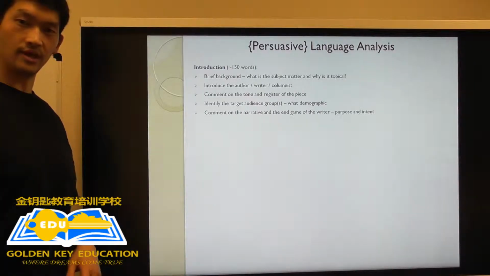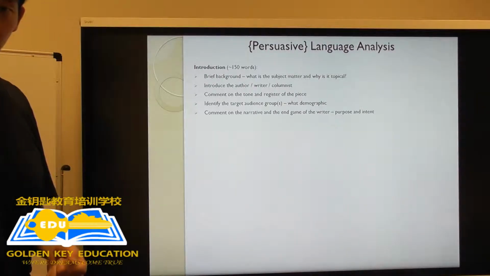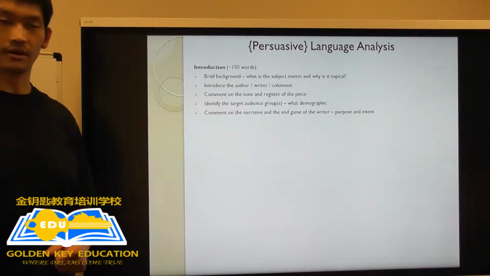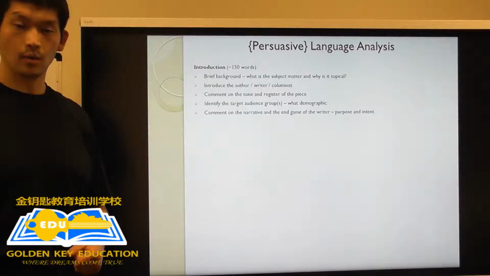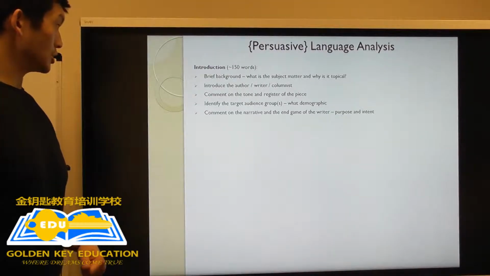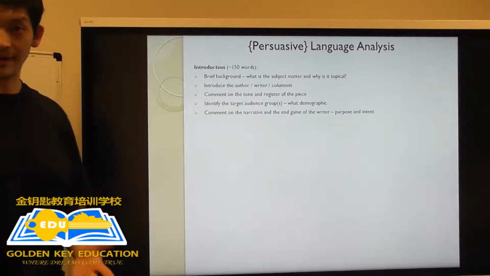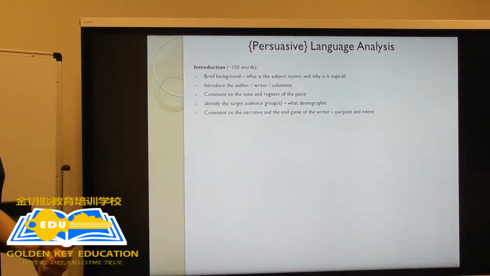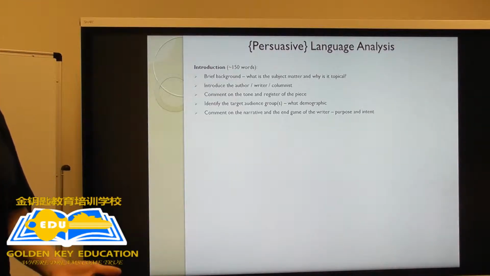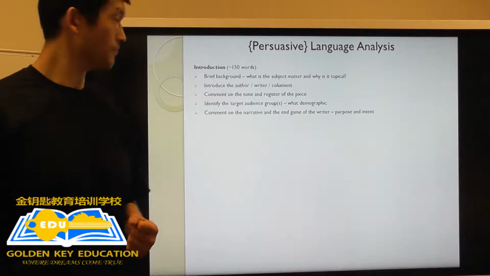Your introduction is something that you should look to allocate around 150 words to. And in that introduction, you should cover the following points. You should provide a brief background of what the subject matter is, why it's topical, why it's important, why people are talking about it. You should look to introduce the author or the writer or the columnist, however you want to frame that person. You should comment on the tone and the register of the piece, because the tone and the register is essentially the voice behind the narrative that's carrying it from start to finish.